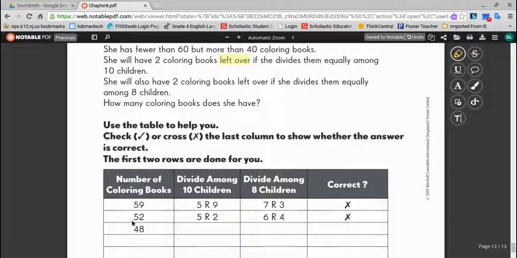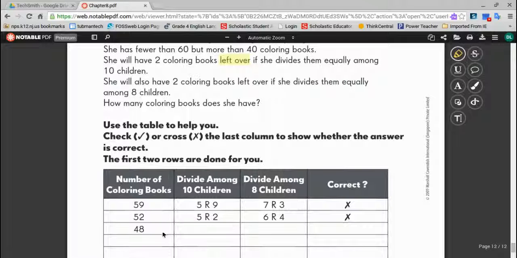They also tried 52. 52 divided by 10 is 5 with a remainder of 2. Well, that works. Check. But then when we divide 52 divided by 8, we get 6, remainder of 4, and we don't have a leftover of 2. So that's also incorrect. So then they ask you to try 48.